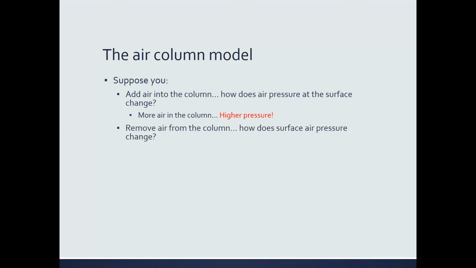On the other hand, let's say we rip off the top of the column and take some air molecules out. In that case, we've actually removed air from the column. Therefore, we've decreased the weight of the air and decreased the pressure.